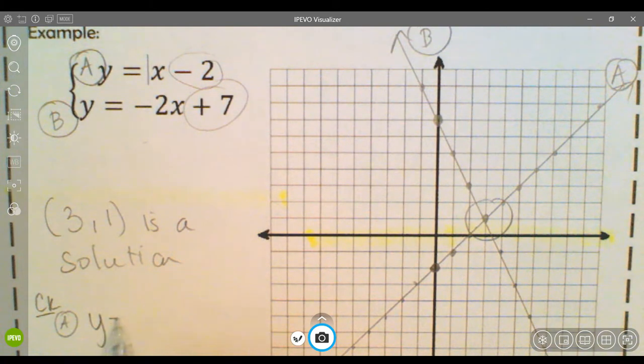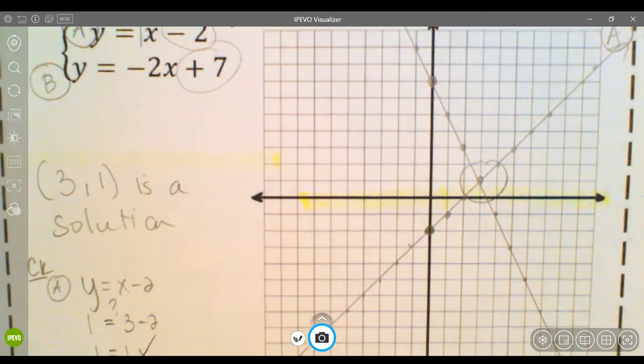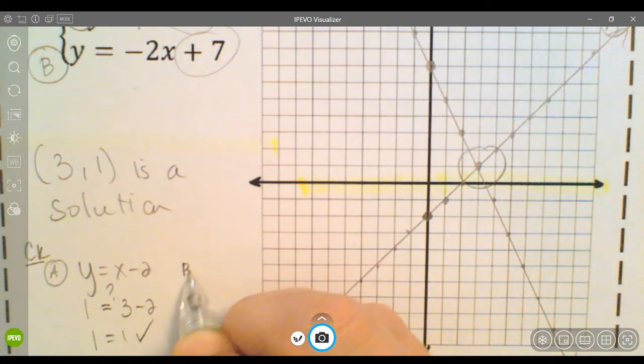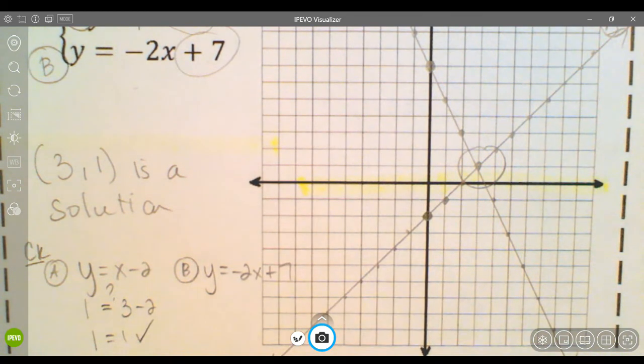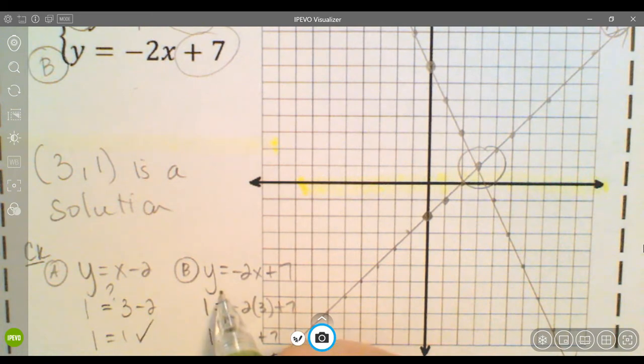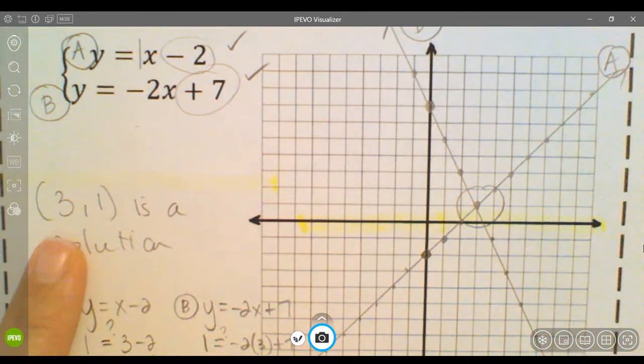So if we look at y equals x minus 2, does 1 equal 3 minus 2? Yep. So it checks here. And then I've got to look at equation B. Does y equal -2x plus 7? Well, let's see. Does 1 equal -2 times 3 plus 7? Does 1 equal -6 plus 7? Yeah, man. 1 equals 1. So that checks also. So that means 3, 1 is a solution.